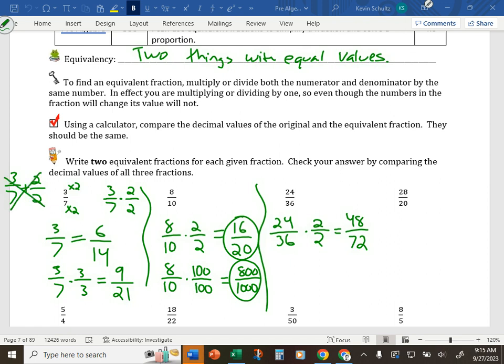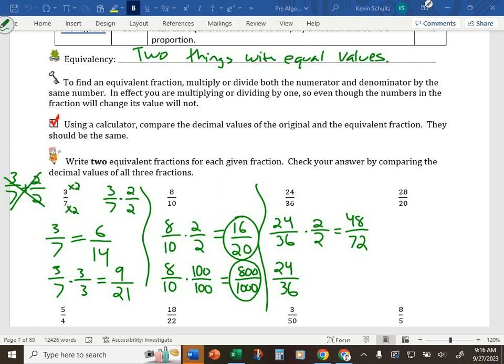Is subtraction allowed? No, not for finding equivalent fractions. What other operation is allowed? Nora? Division. Because division, like multiplication, if you divide something by 1, the value doesn't change. So, these are both even. Well, I shouldn't say that. What do you want to divide by?